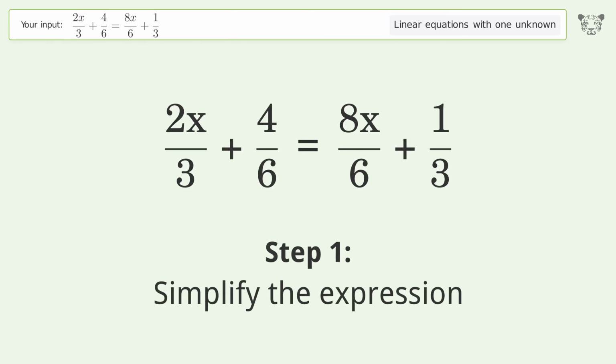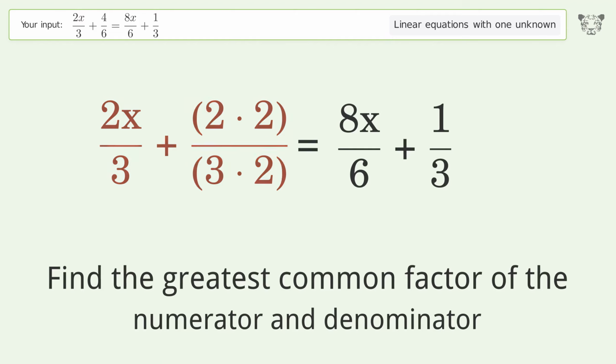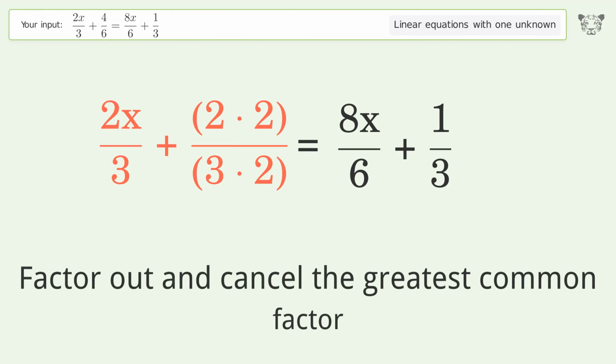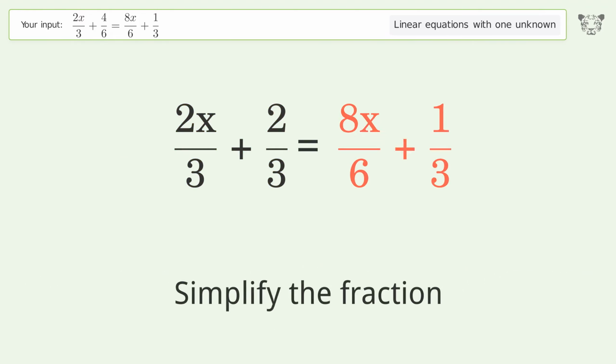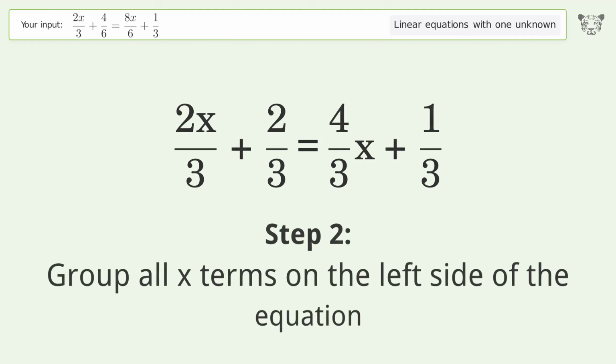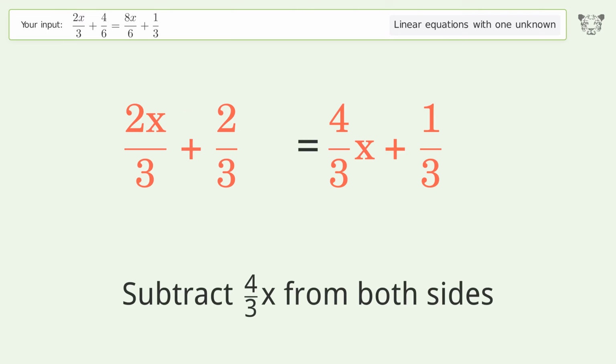Simplify the expression. Find the greatest common factor of the numerator and denominator. Factor out and cancel the greatest common factor. Simplify the fraction. Group all x terms on the left side of the equation. Subtract 4 over 3x from both sides.